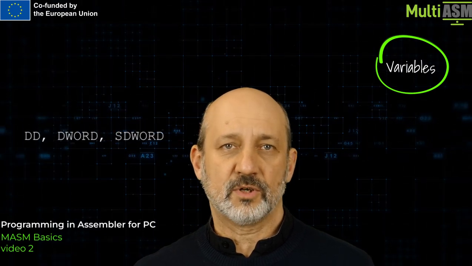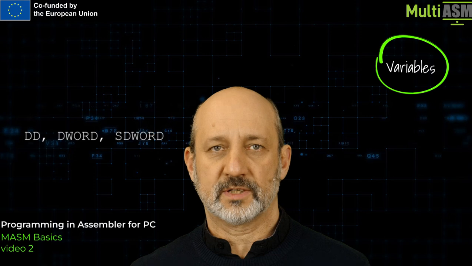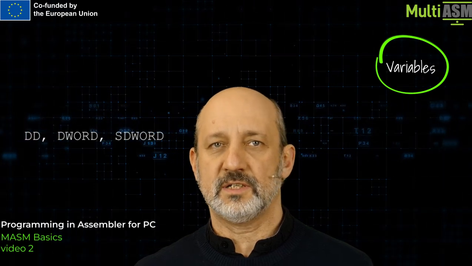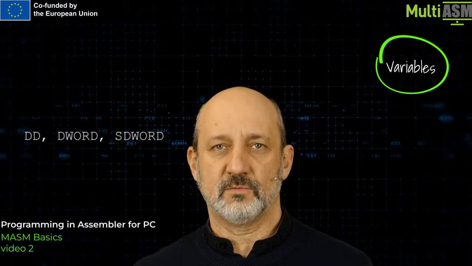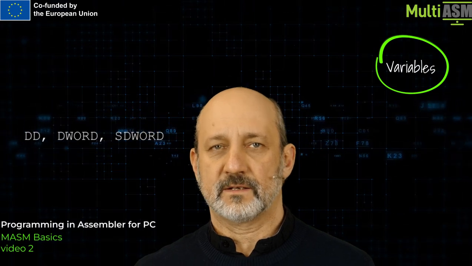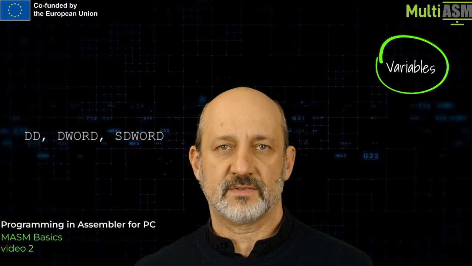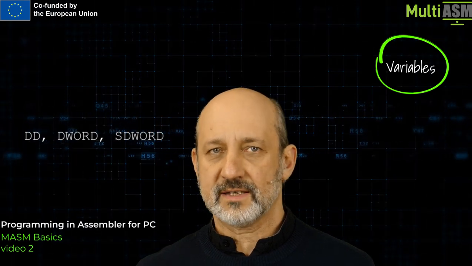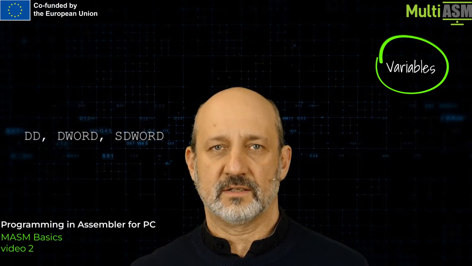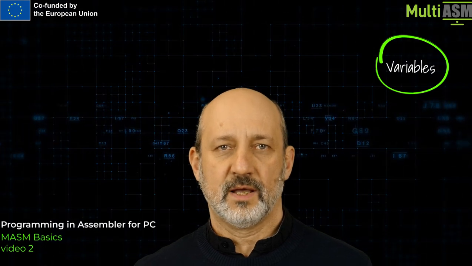To define the variable of the size of 4 bytes, called a double word, we can use the dd, dword or sdword directives. The dd and dword are the same and define an unsigned 32-bit variable. Sdword defines the signed double word variable.